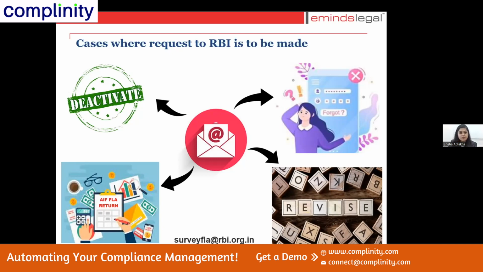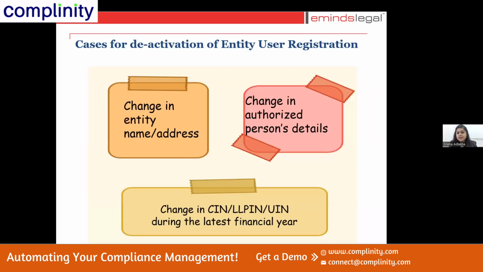The last but not the least is deactivation. There are various cases where the RBI does not allow you to change the details directly; you have to first deactivate, and only then can you fill in the details. The cases are: in case the company's name is changed, in case the address, for example the registered office address, is changed, the authorized person details get changed, or due to a change in name or address, the SIN, LLPIN and UIN get changed.